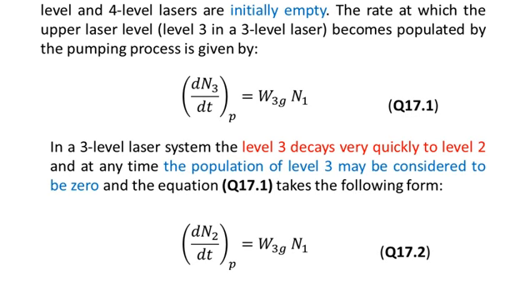So the population of the level N3 will increase. That is why this is the rate of change of the increase of the population of the level N3, and that depends upon the pumping rate and also the population of the level 1.